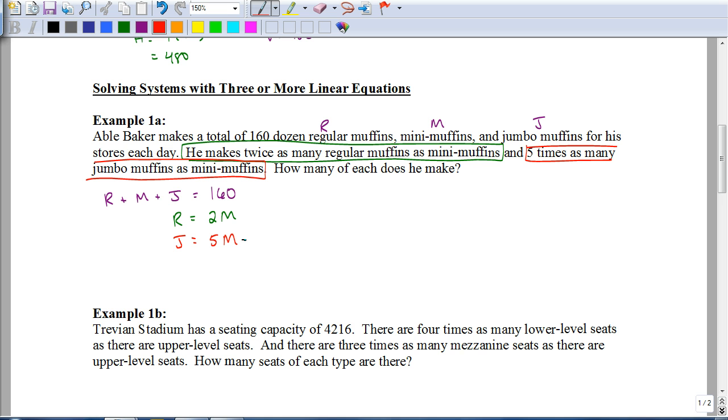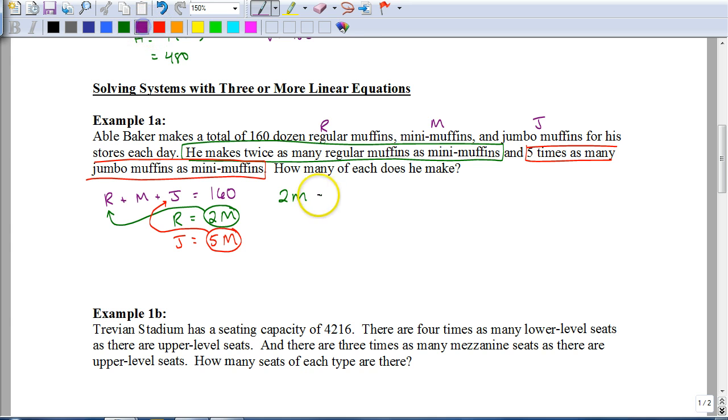So now what we're going to do is we're going to substitute, because I know r is the same as 2m, so I'm going to put 2m in here for r. I know j is the same as 5m, so I'm going to put 5m in there for j, and the m is going to remain the same. So my equation would look like this.